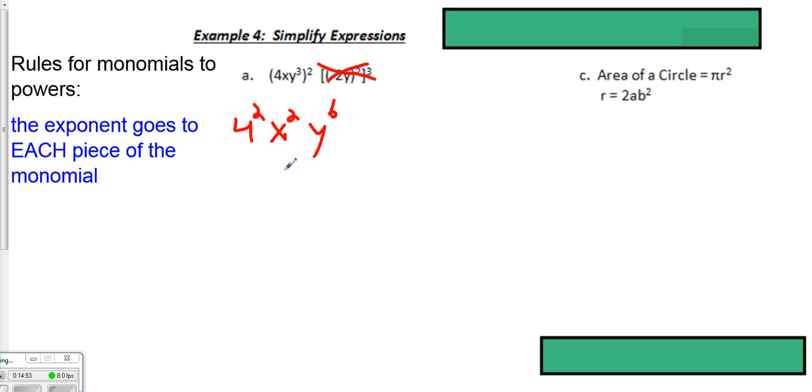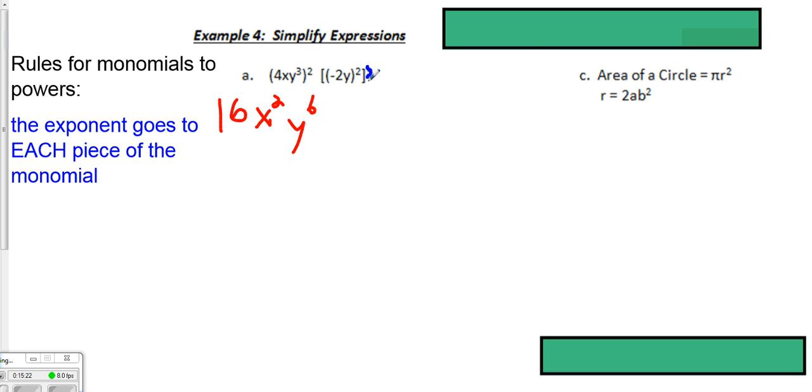Now 4 squared, we can figure that one out. 4 times 4 is actually, we'll call it 16. So it's 16x squared y to the 6th. So we figured out the first part. Let's look at this second part then. 16x squared y to the 6 over here.